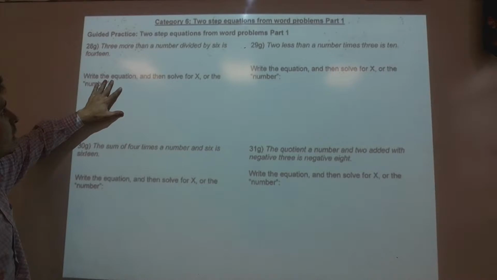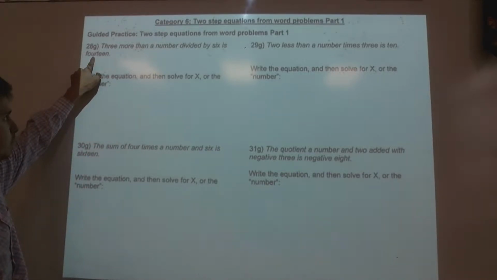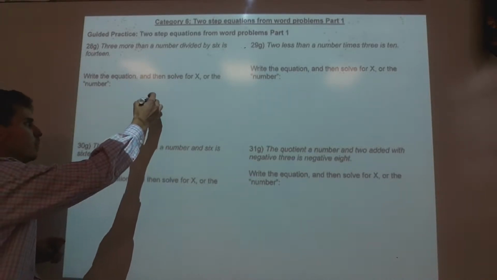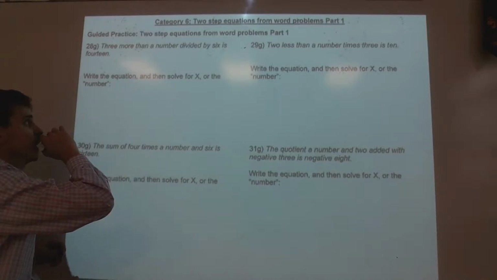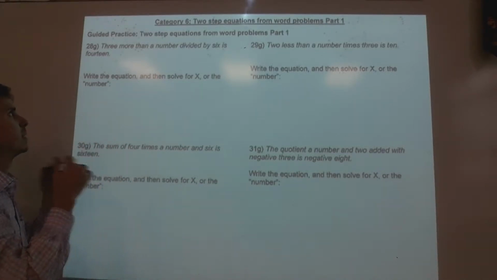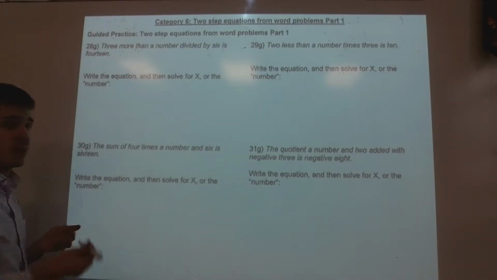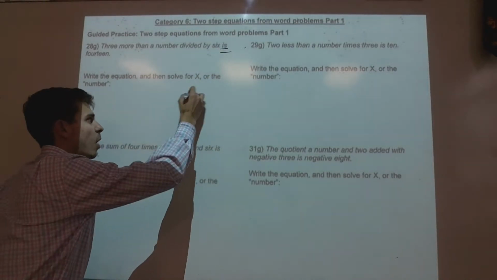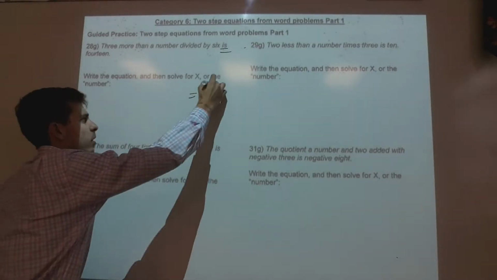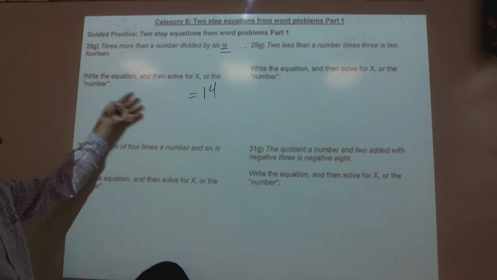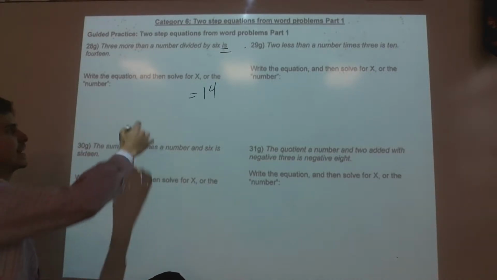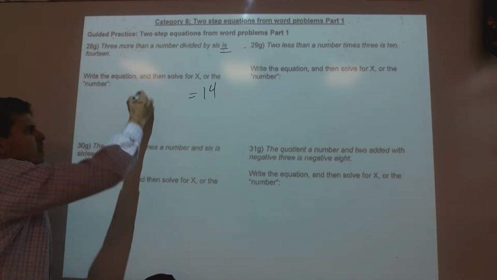Okay, 3 more than a number divided by 6 is 14. Now, if you're stuck here, remember that "is" is going to be an equal sign, so we can always start here. Is 14. Now we just have to figure out what's on this side right here. Now, the number is being divided.